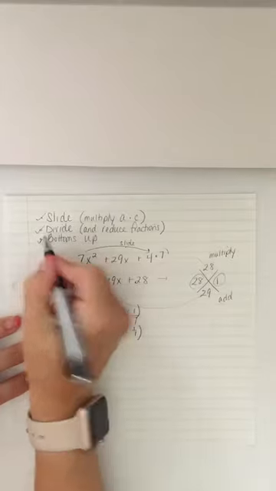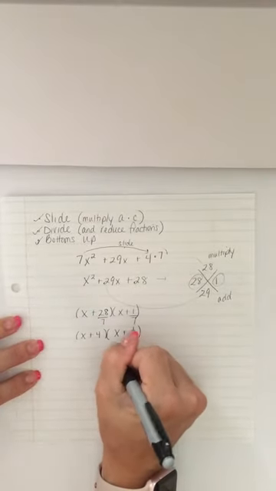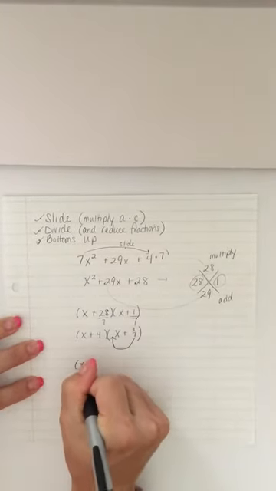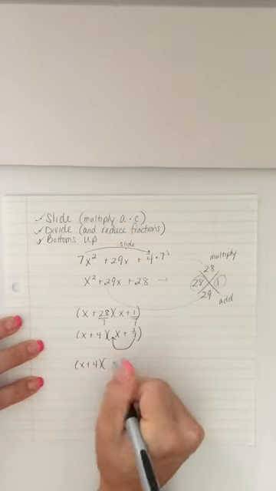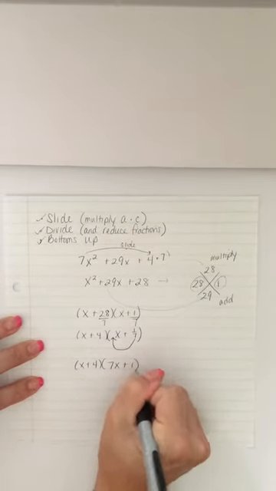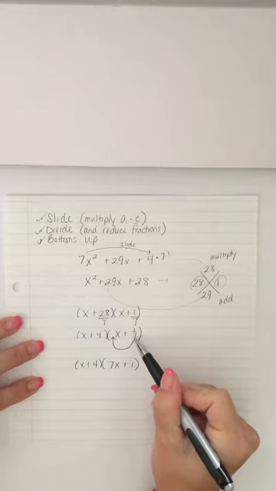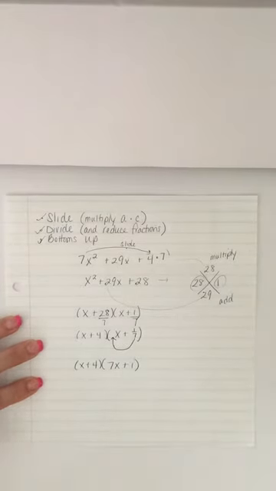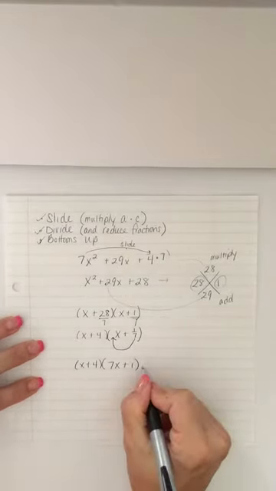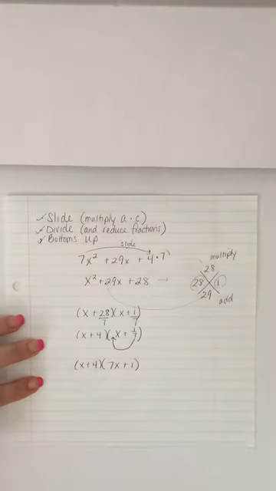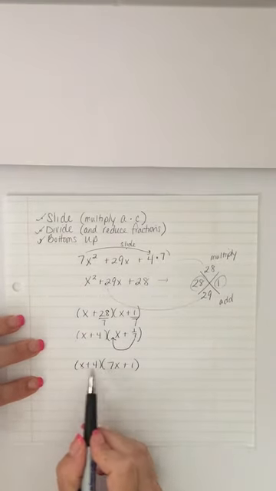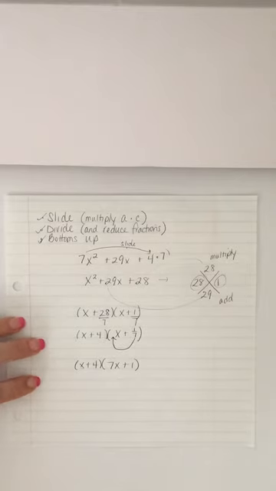So now we must bottoms up. And if you remember my wonderful song, bottoms up, reducing ain't enough. If there's a number on the bottom, you gotta bring it up. So now we have successfully factored 7x squared plus 29x plus 4 as the quantity of x plus 4 times the quantity of 7x plus 1.